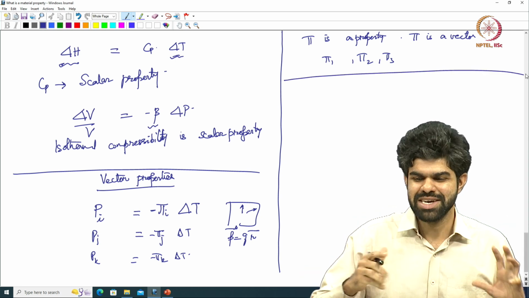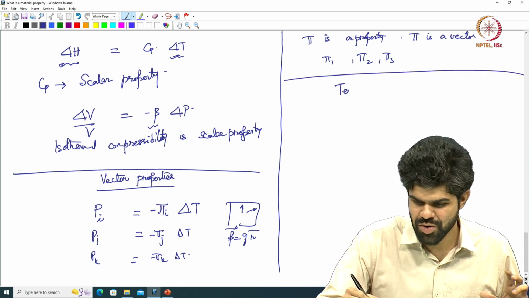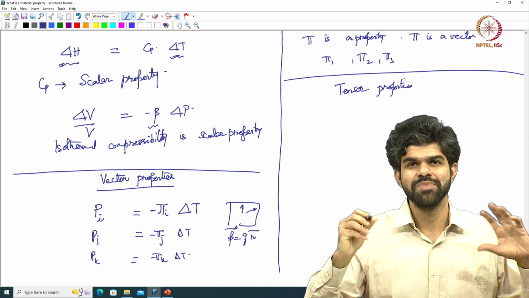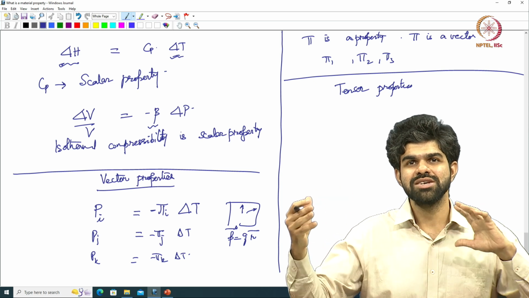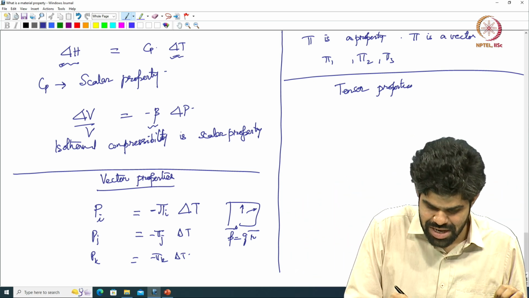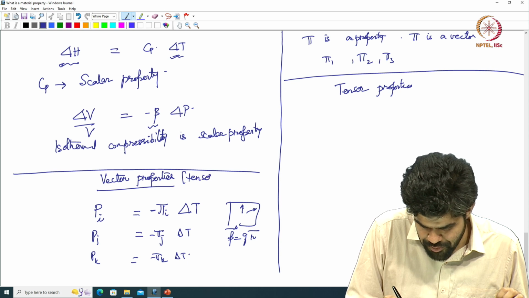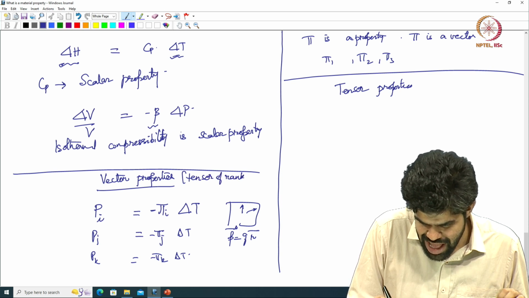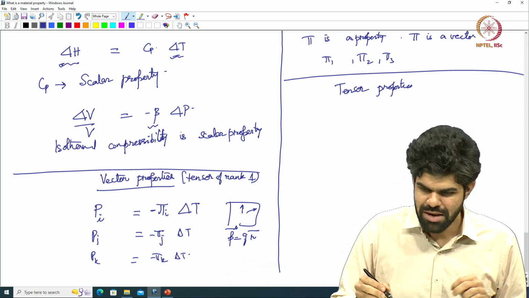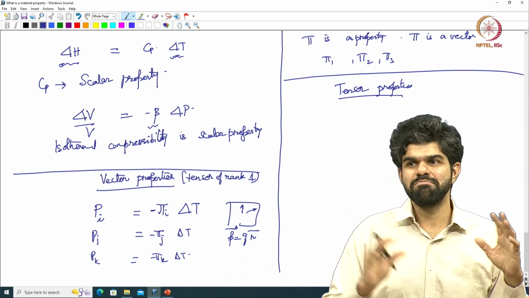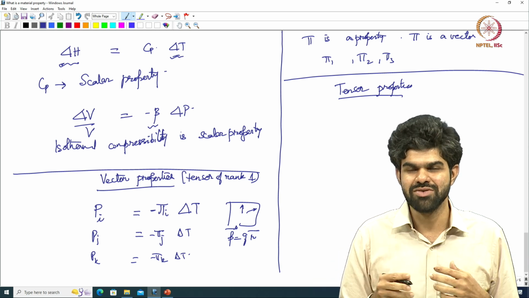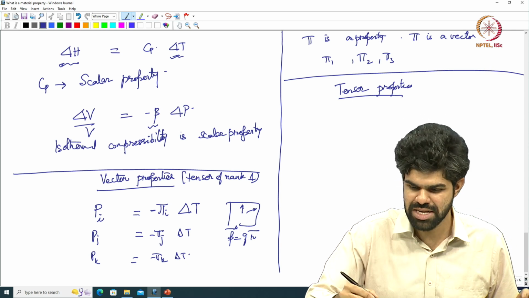Most importantly, you have what are called tensor properties. Vectors are also tensors: scalars are tensors of rank 0, vectors are tensors of rank 1. I will write here tensor of rank 1. Again, we will define formally what a tensor is in the next class, but from your background in several other courses, you already get an intuition of what a tensor is.